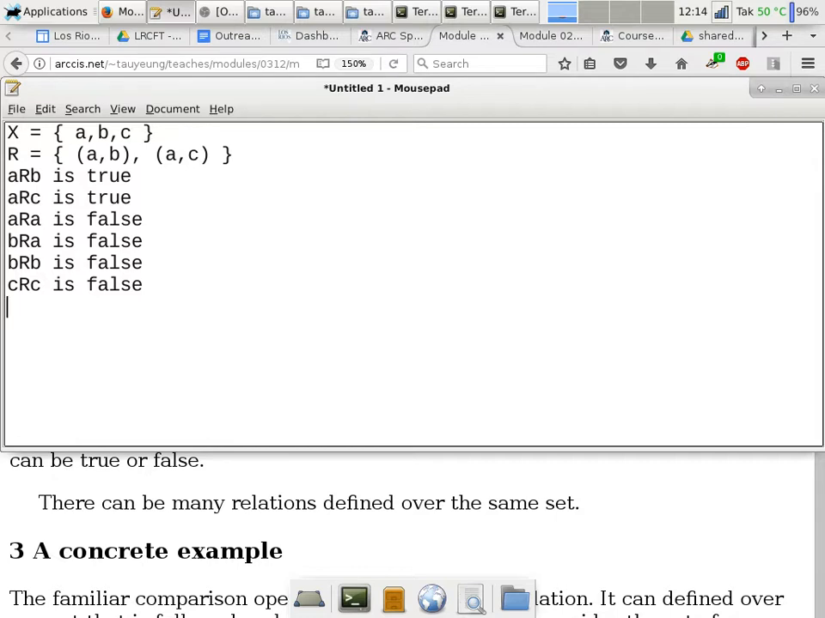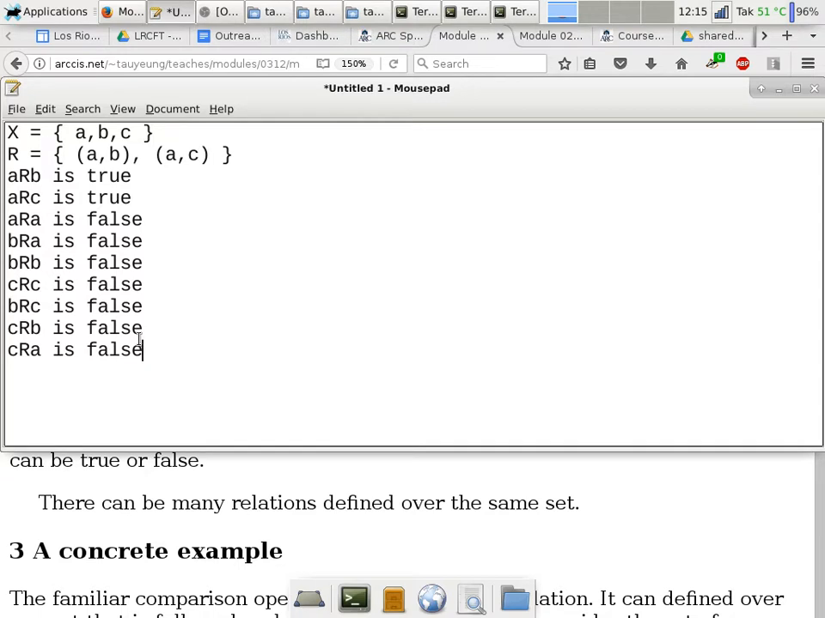So which ones are missing at this point? B R C is false. C R B is also missing, and then C R A is missing as well. B R A is already listed. Okay, so we got A R A, B R B, C R C. So we got everything now. So is that okay so far? Alright.